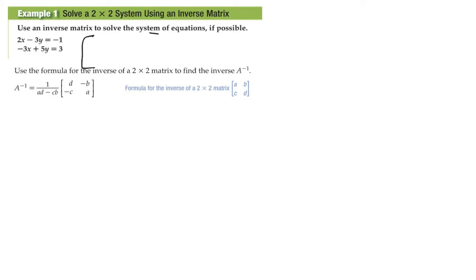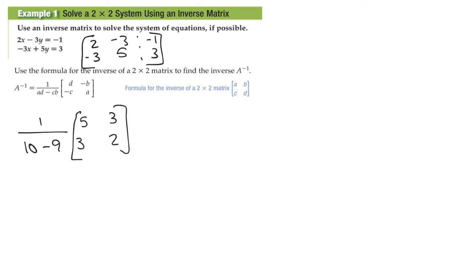I'm going to take a second and put these in the matrix. So we've got 2, -3, -1, -3, 5, and 3. Okay, so 1 over 2 times 5, that's a times d, so that's 10. Minus 3 times -3, that's a positive 9. Which actually comes out nice because that's 1 over 1. And then we need to go 5, 3, 3, and 2, swapping them over. Well, when we multiply 1 over 1 to this whole piece, we just end up with 5, 3, 3, 2.